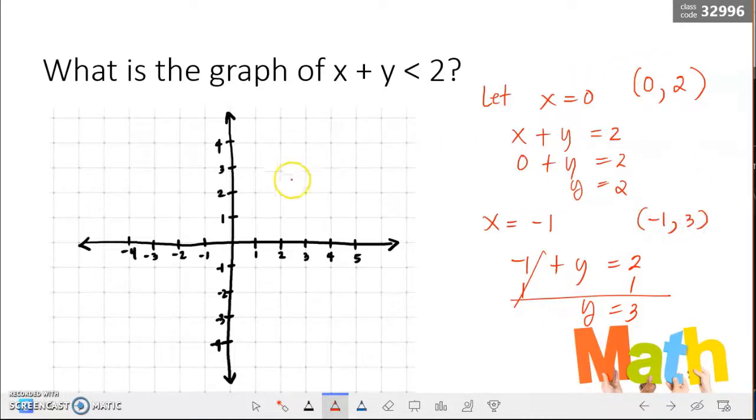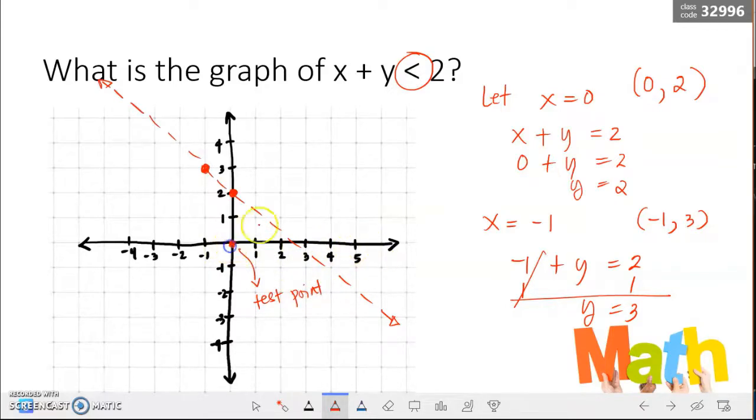Plot natin to. X is 0, y is 2. Ito yon. So, ni-ready ko na yung Cartesian plane. X is negative 1, y is 3. Ito yon. And it's less than, so therefore, broken line ang gagamitin natin dyan. Broken line siya. Okay? And we can actually use a test point. Let's use this as our test point to know kung mag-shade tayo above or below.